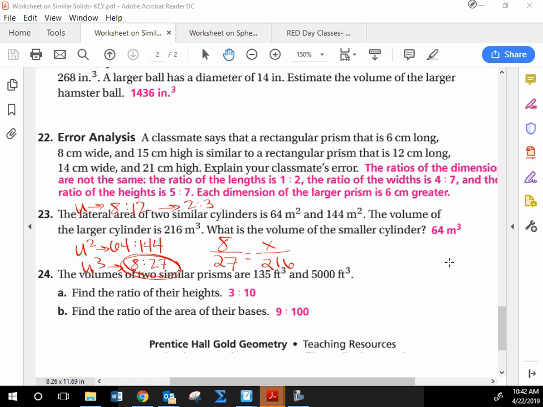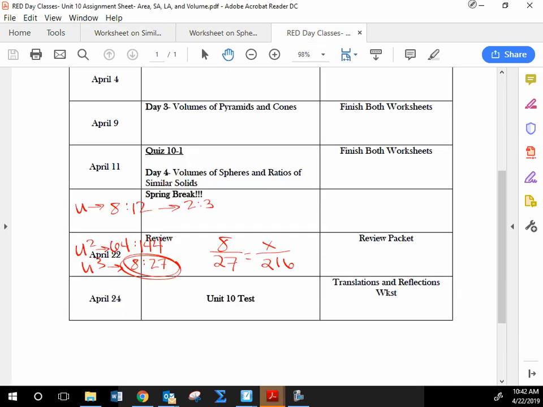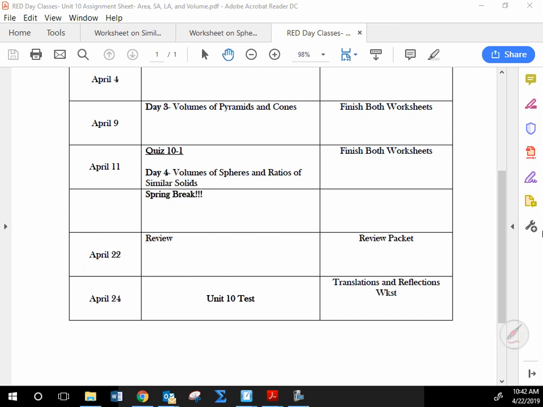Okay, let's go take a look at our assignment sheet. Because I am making a change to this. Hold your breath. I'm taking a test now. No, the test takes the whole class, not half of it.